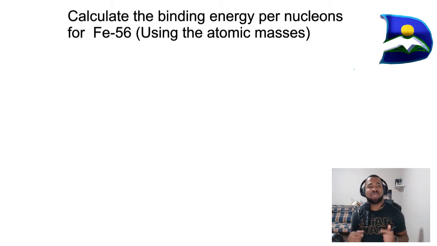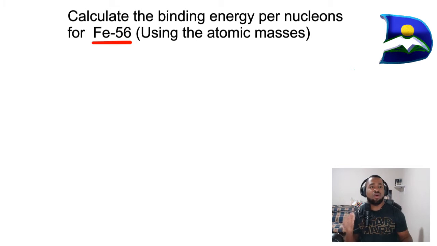So let's begin by looking at this particular question, which says that we should calculate the binding energy per nucleon for iron 56. And take note, we have to use atomic masses for all the particles that are present in here. So first off, let's look at the various identifying variables that we need to take into consideration concerning iron 56.